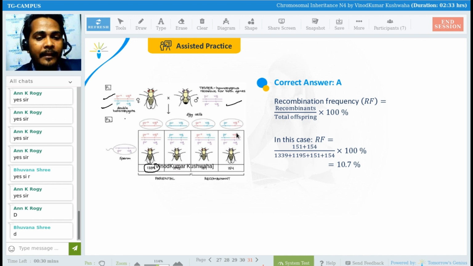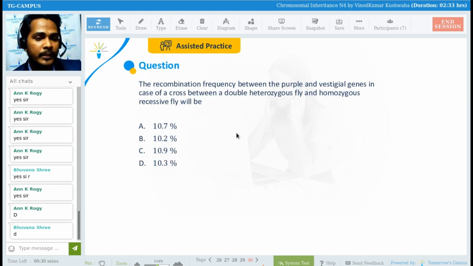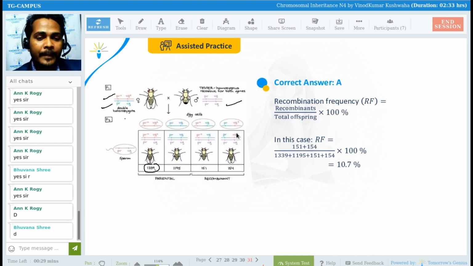You will get a parental combination which is 1339. The diagram is also given in that particular question. On the basis of that you have to calculate the percentage frequency. It's very simple. For the recombinant percentage, you just total the recombinant frequency. When we add these two recombinants, how much does it become? 5 4 plus 1 5, then 5 plus 5 is 10, right? So it becomes 0 and 3, not 5. Yes, I'm right.